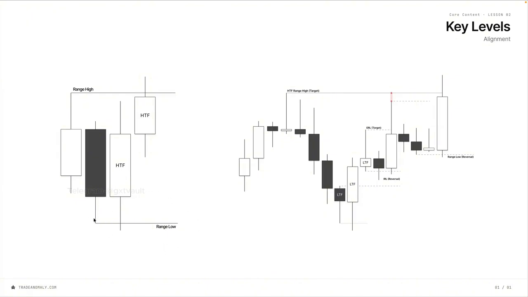Reversing off of range low, we're going to target that range high, right? But once price reverses at the range low on the lower time frames, or the aligned time frames, price will displace away. That displacement away will create a gap. So what do you have here?